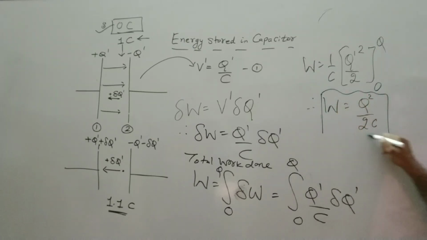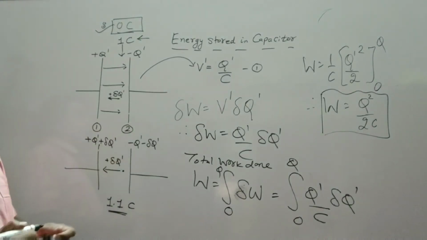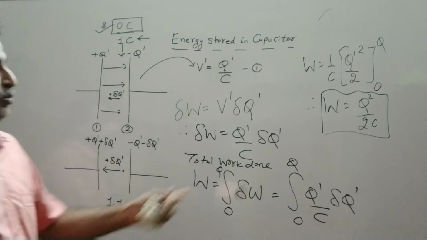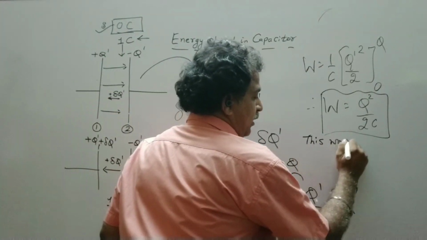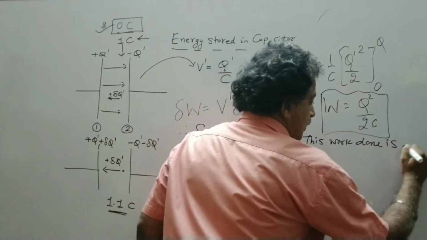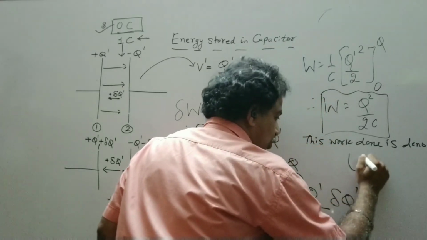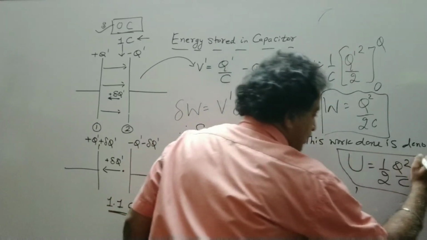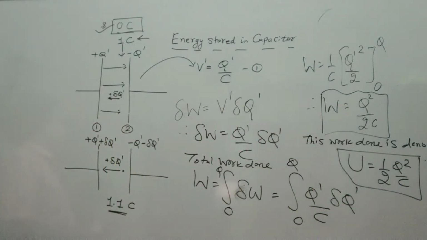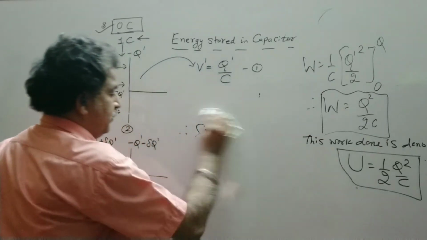This much work has to be done to deposit charge, or to make a capacitor store up energy. So this much energy is stored, and this work done is denoted by capital U, or we can also say it is the energy or potential energy stored in the capacitor. So one formula for the potential energy stored in the capacitor is half Q square by C.